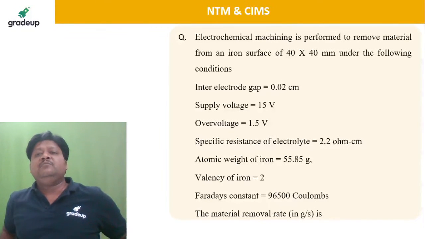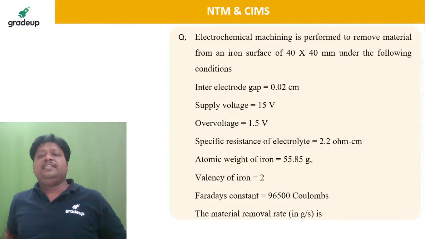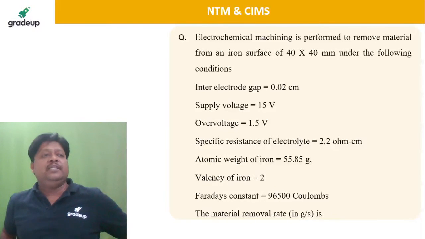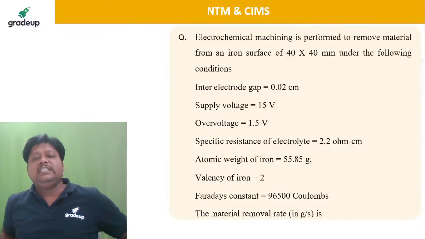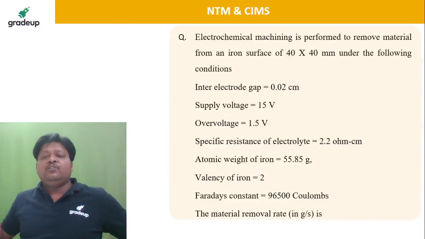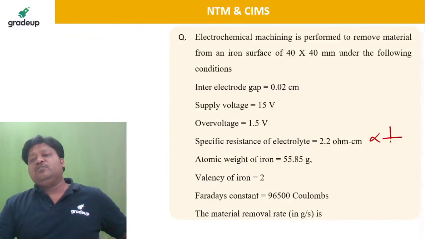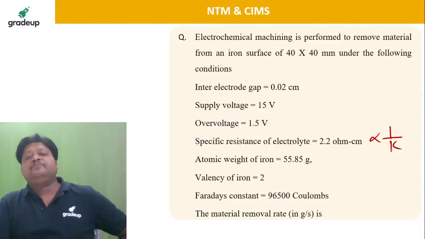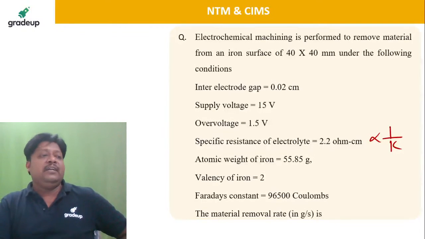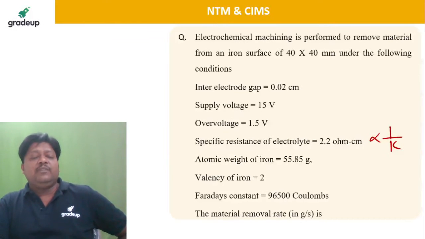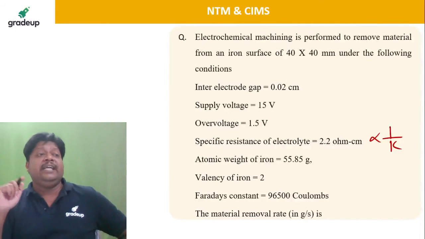Yes, in ECM, it is performed to remove material from an iron surface of 40 by 40 mm under the following conditions. Inter-electrode gap is 0.02 centimeter. Supply voltage is 15 volt, over voltage is 1.5 volt. Specific resistance of electrolyte is given, so it will give you the conductivity because they are inversely proportional to each other. Atomic weight of the iron is given 55.85 grams. Valency of the iron is 2. Faraday's constant 96500. The material removal rate in grams per second they are asking.